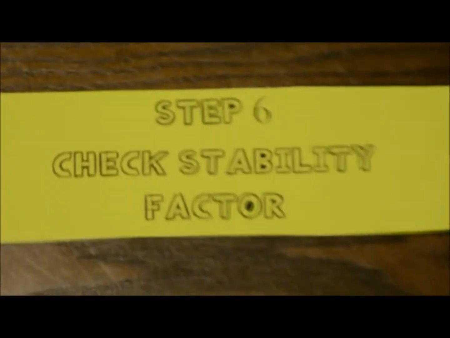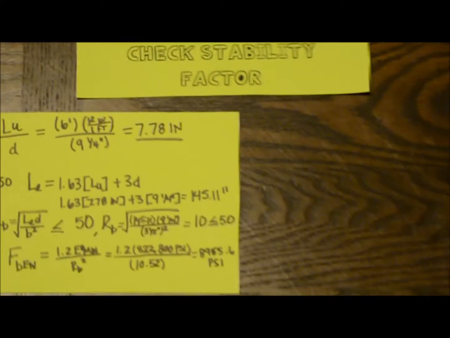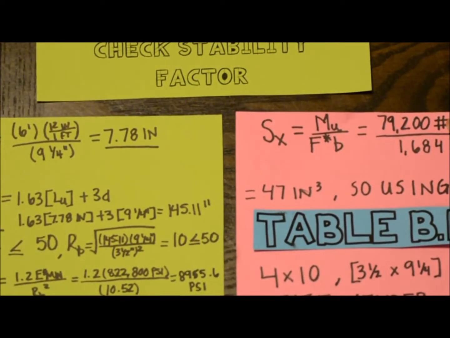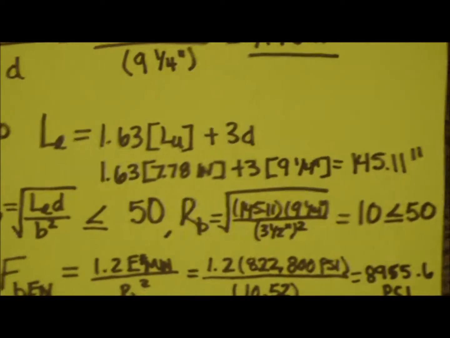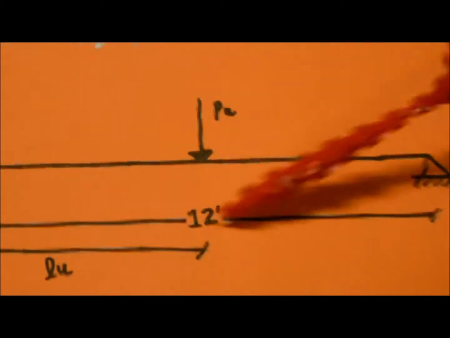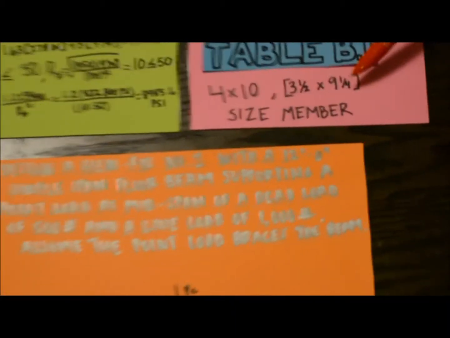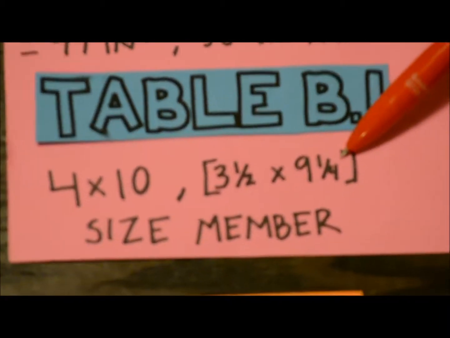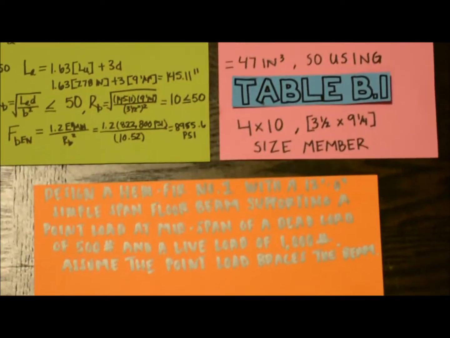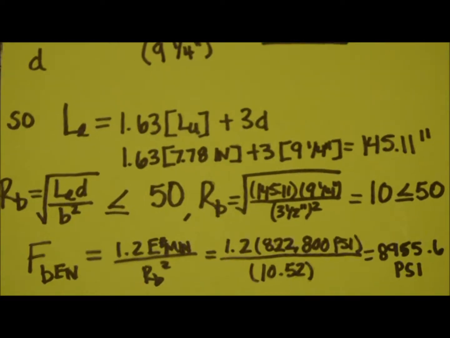Step 6. Check stability factor. So, the next step in solving for the stability factor is to solve for Lu divided by d. Lu was given to us in the problem statement, and it's half the length of the beam. d, which is our board depth, was given to us by our 4x10 member. So, solving for Lu divided by d, we have 7.78 inches.